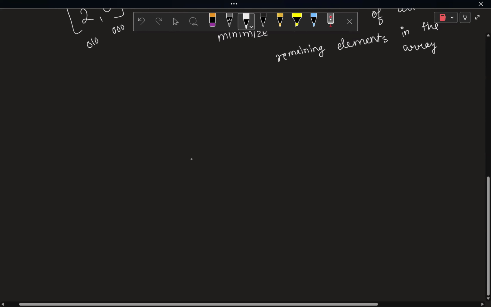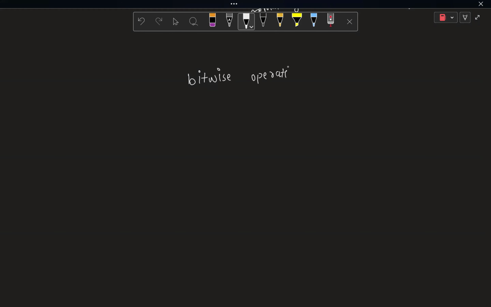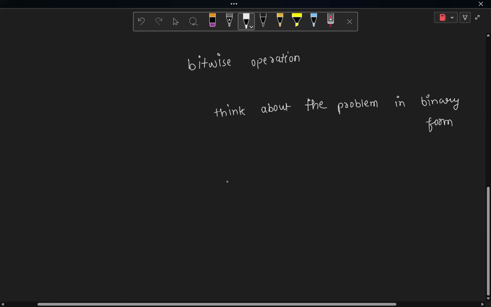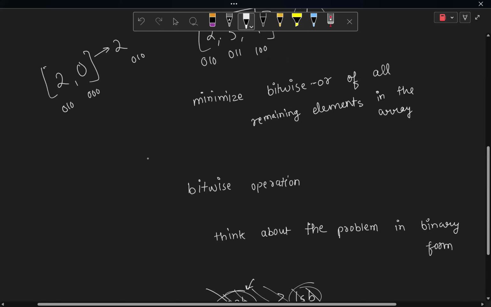So one thing which should be very obvious to you is, since the problem is related to bitwise operation, think about the problem in binary. Just think about the bits of the numbers. Now, one thing which should come to your mind is whether I should prefer doing something about the MSB over the LSB or not. Maybe not so clear right now. Let's see one more thing before it.